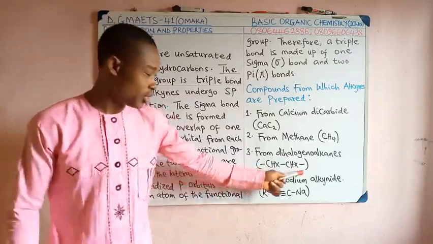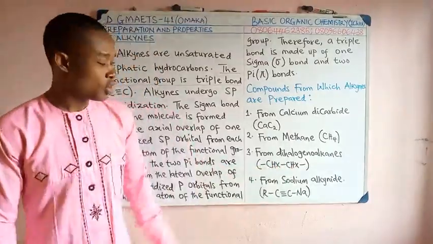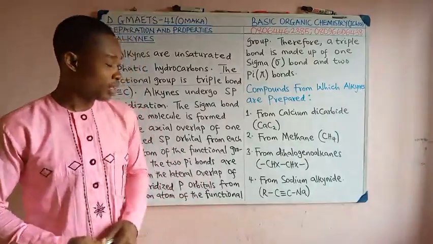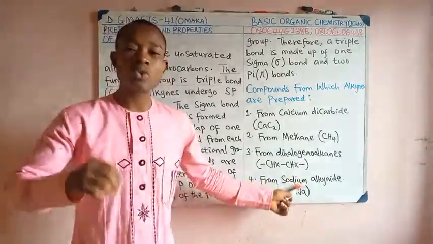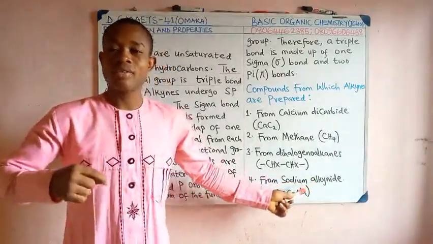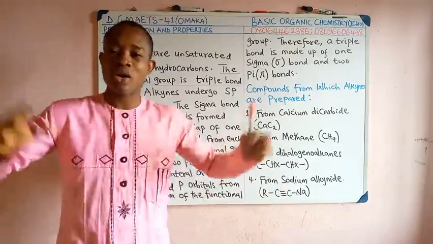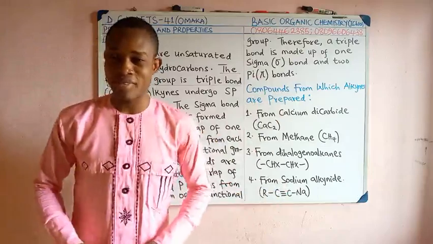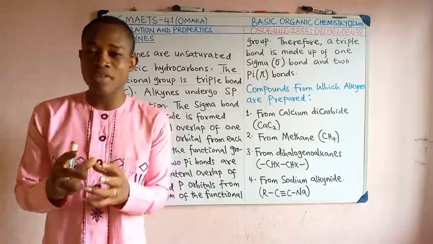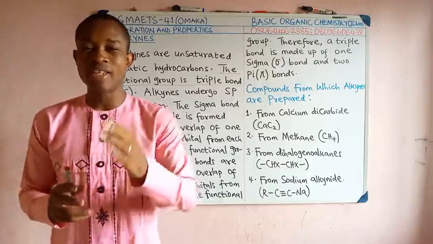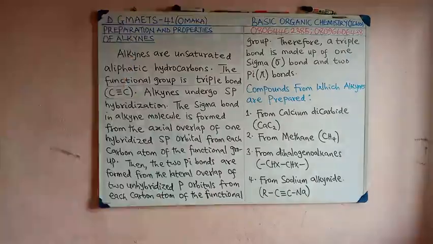You can see the compound here, CHX. The X here represents the halogens, so 2 of them, dihalogenoalkanes. We can actually get alkynes from them. And then we can get alkynes from sodium alkynide. This method is actually used to convert smaller alkynes to larger alkynes. We're going to treat that when we get to that method. Now, in the next video, we are going to pick each of these methods one after the other and explain the process that leads to the formation of alkynes from them.